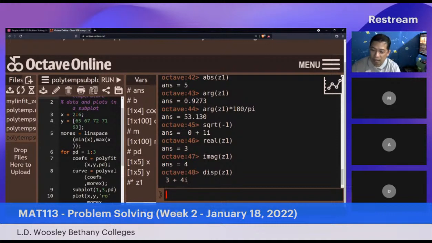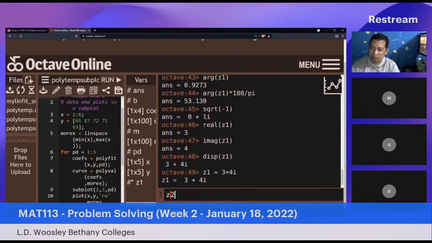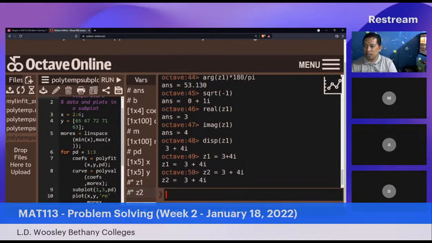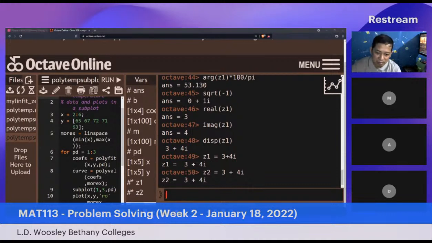Another case here is the equality of complex numbers. We know that complex numbers are equal if both the corresponding real part and imaginary part are the same. For instance, Z sub 1 is equal to 3 plus 4i, and Z sub 2 is equal to 3 plus 4i as well. Meaning Z sub 1 and Z sub 2 are equal, because the corresponding real and imaginary parts are the same. That is an example we can cite.